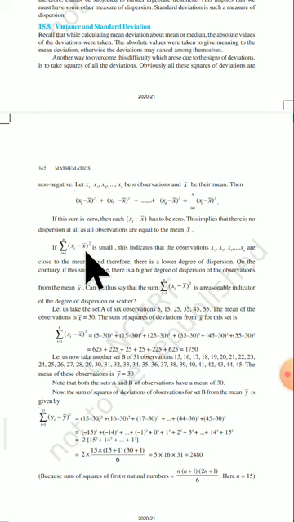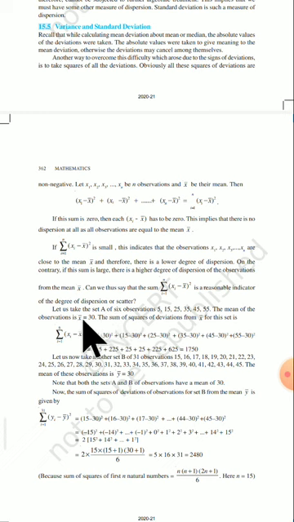If the summation of xi minus x bar square is small, this indicates that observations are close to the mean. Therefore, there is a lower degree of dispersion. On the contrary, if this sum is large, there is a higher degree of dispersion of the observations from the mean x bar. Can we thus say that the sum of xi minus x bar square is a reasonable indicator of the degree of dispersion or scatter?